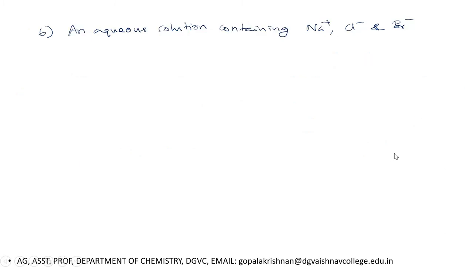Then the next example: an aqueous solution containing sodium ion, chloride ion and bromide ion. So in this system we have the water molecule, then we have sodium ion, chloride ion and bromide ion. Therefore the total number of constituents is 4. Now, since we have ions, listen, between sodium ion, chloride ion and bromide ion there is no chemical reaction, there is no chemical equilibrium. So in this case you need not worry about chemical equilibrium, but the solution contains ions, therefore electrical neutrality should be maintained.